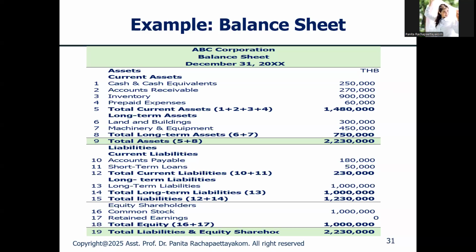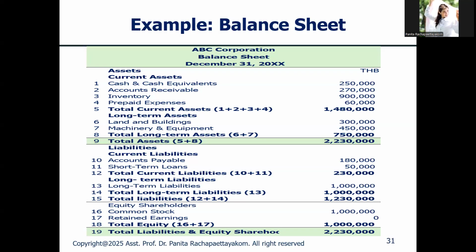2.23 million Thai baht. The concept of the balance sheet is that we start with the assets, followed by liabilities and equity. In particular, we classify assets by type: current assets, followed by long-term or fixed assets. In terms of liabilities, they comprise current liabilities and long-term liabilities.